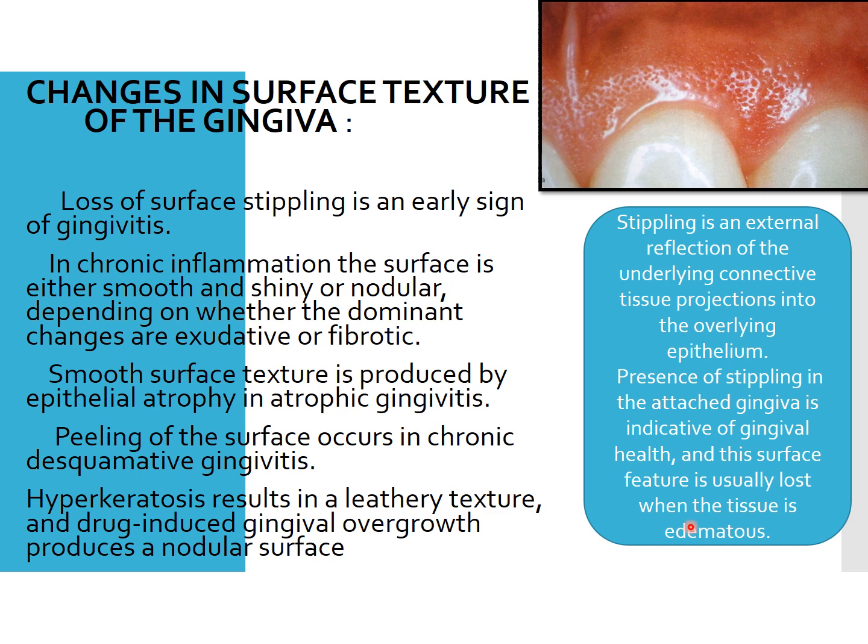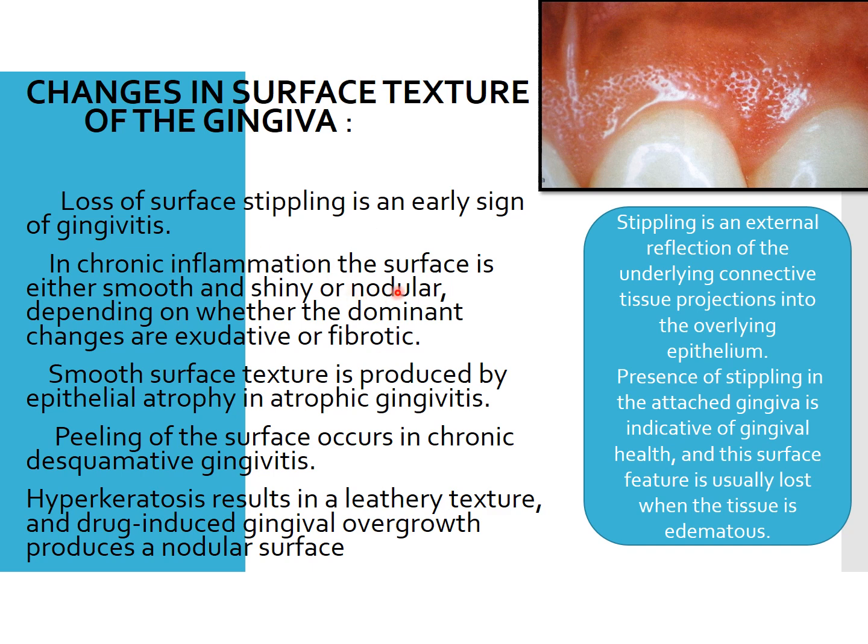There will be loss of stippling as an early sign of gingivitis. It can be absent also. It is not necessary that you should see it in all patients. In some patients it will be absent also, so you can write it as absence of stippling. But in case of gingivitis, there will be loss of stippling when it is involving the attached gingiva.